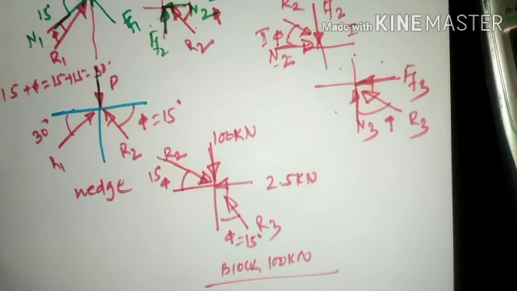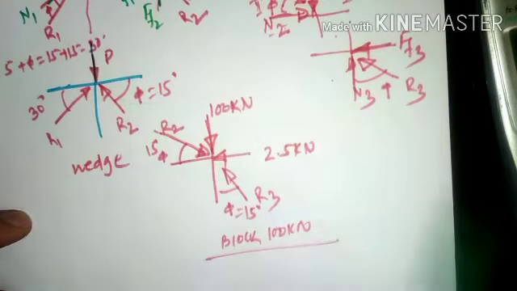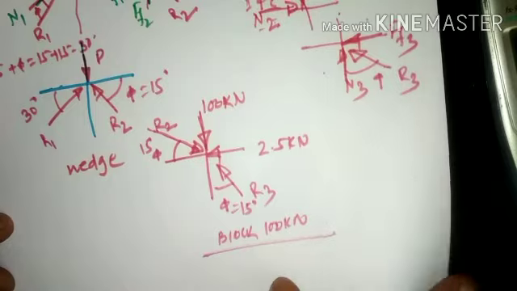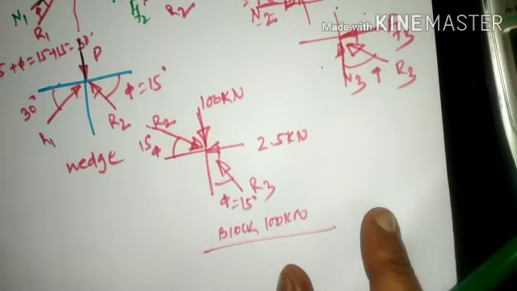If it were a non-concurrent force system, then we would have three equations of equilibrium, that is summation Fx = 0, summation Fy = 0, and moment equal to 0. But looking at this particular diagram, all the forces tend to meet at a single point. So it is an example of a concurrent force system, and we have only two equations of equilibrium.